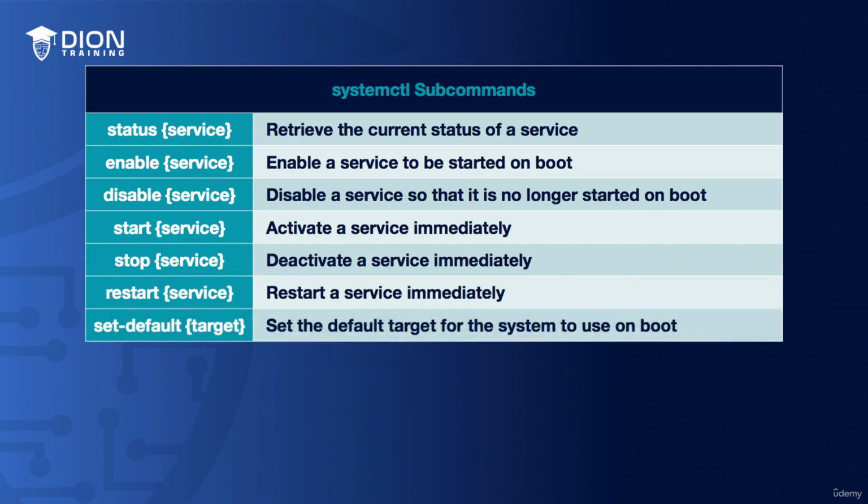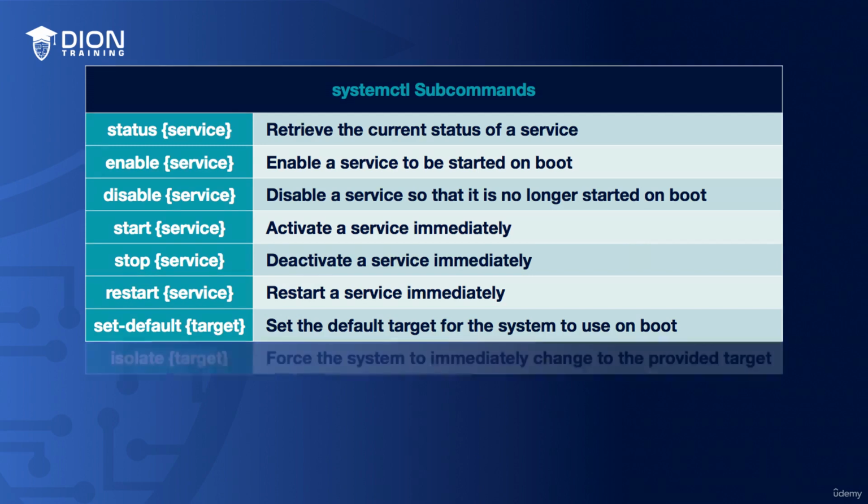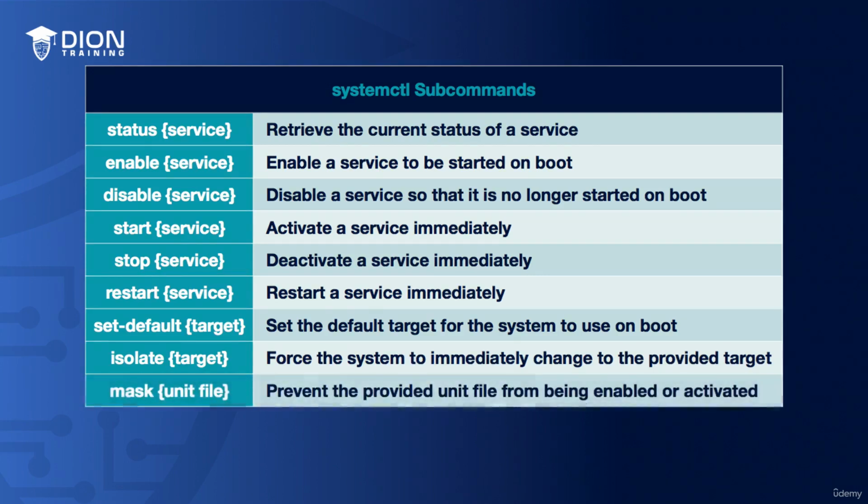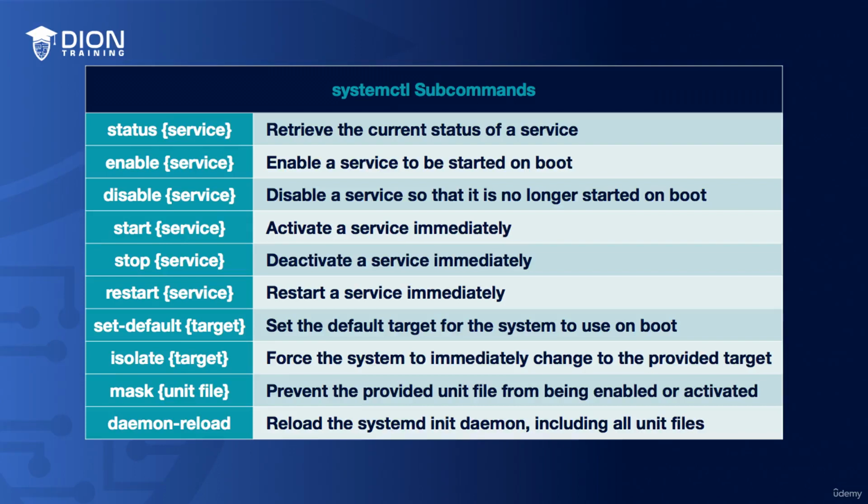set default target, which is used to set the default target for the system to be used on boot, isolate target, which is used to force the system to immediately change to the provided target, mask unit file, which is used to prevent the provided unit file from being enabled or activated, even when it's done manually, and daemon reload, which is used to reload the systemd init daemon, including all of the unit files.